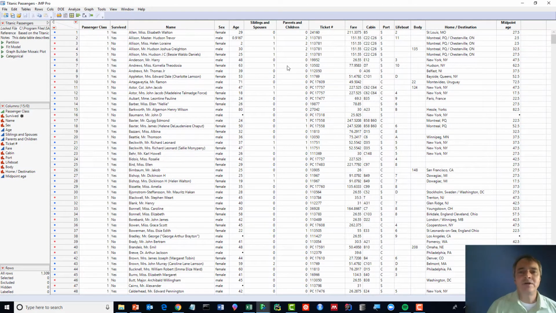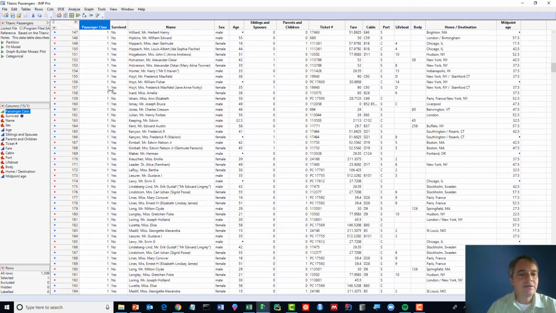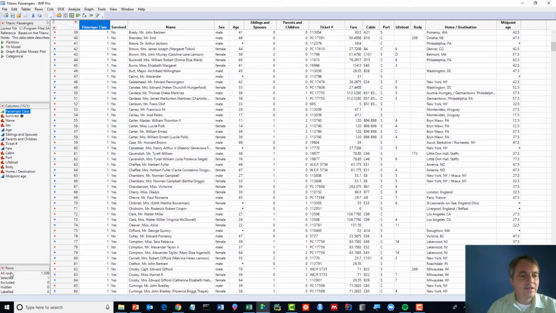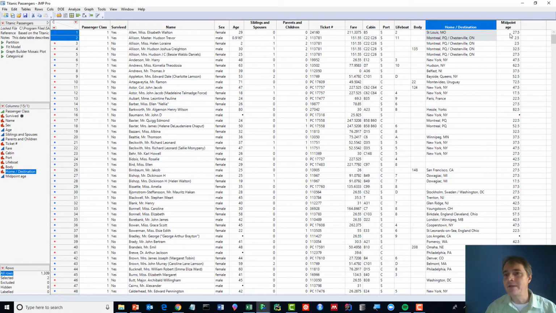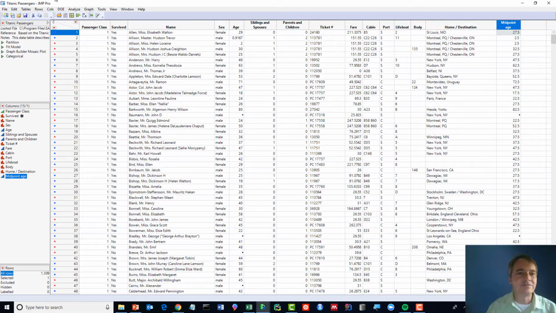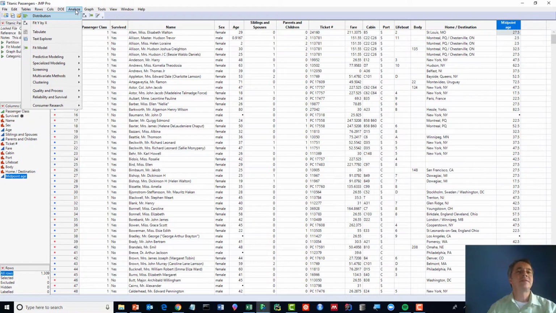Okay, so we've got all the passengers on the Titanic here. Looks like 1,300, and we've got whether they survived or not. So there's an opportunity for a classifier, right? Classify yes or no. Find the variables that classify the row in one class or the other. And we've got what their ticket number was, how much they paid for their ticket, which lifeboat they were in, et cetera, and so on. So I'm going to make a decision tree so that I can understand what happened on the Titanic.